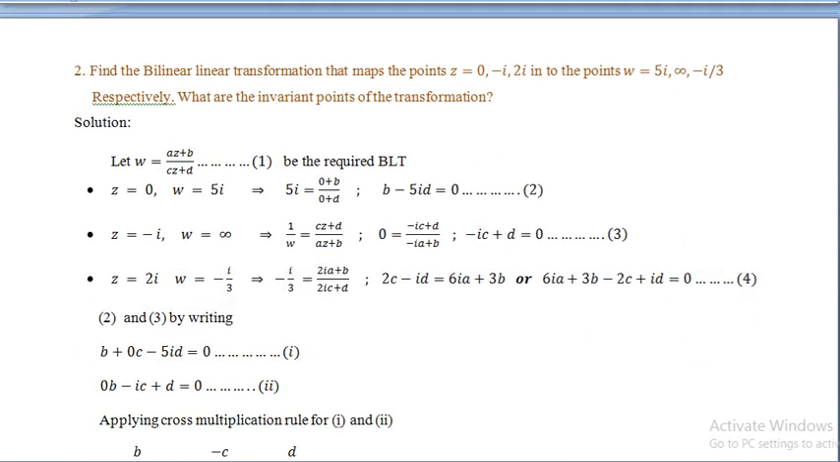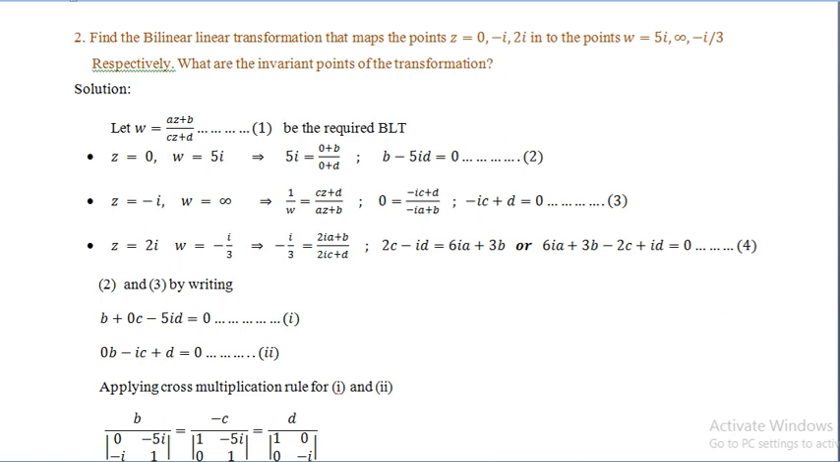Next example on bilinear transformation. Find the bilinear transformation that maps the points z equal to 0, minus i, and 2i into the points w equal to 5i, infinity, and minus i divided by 3 respectively. And what are the invariant points of the transformation?